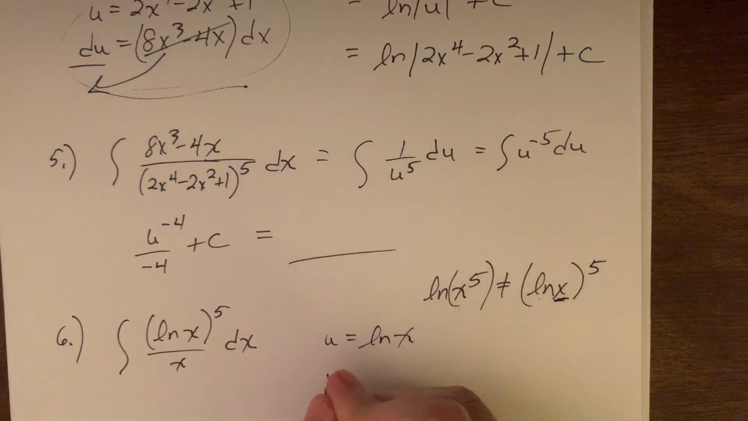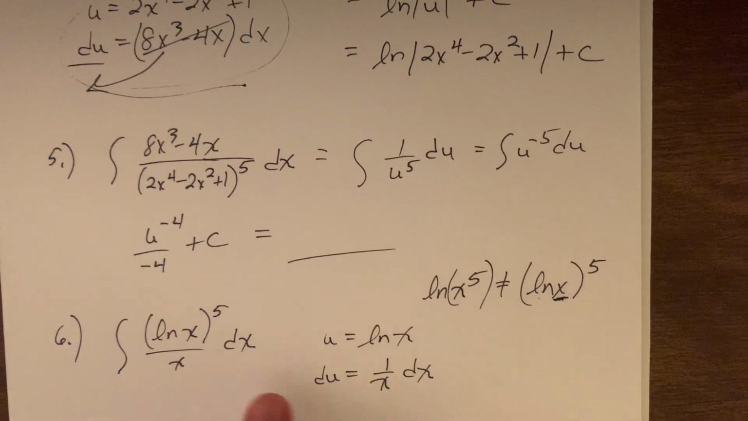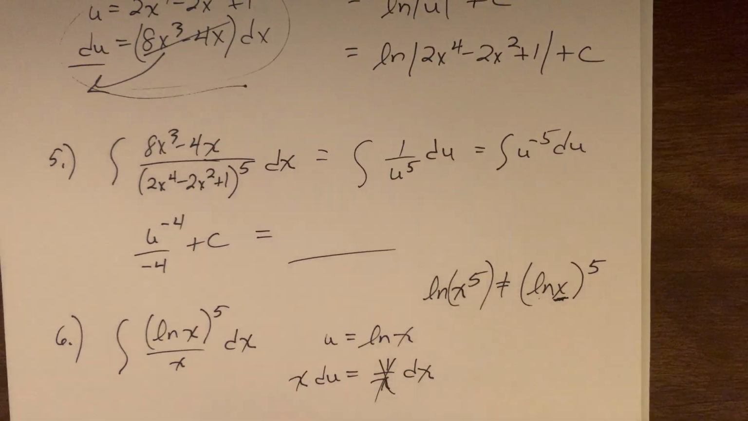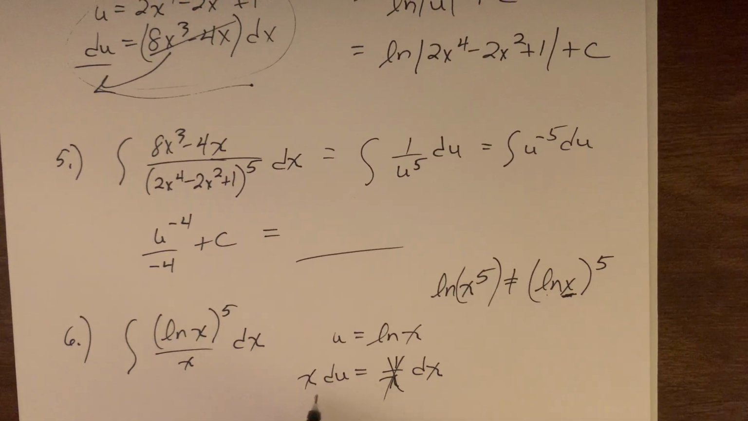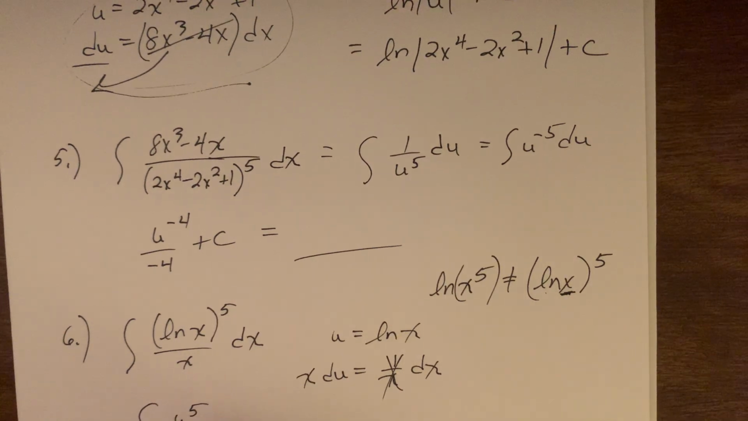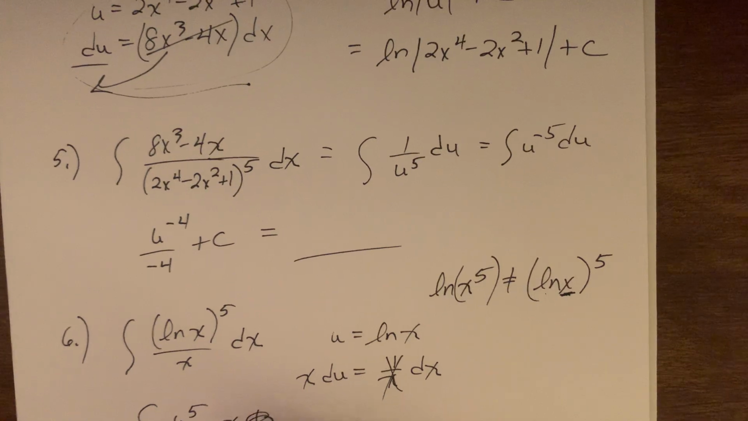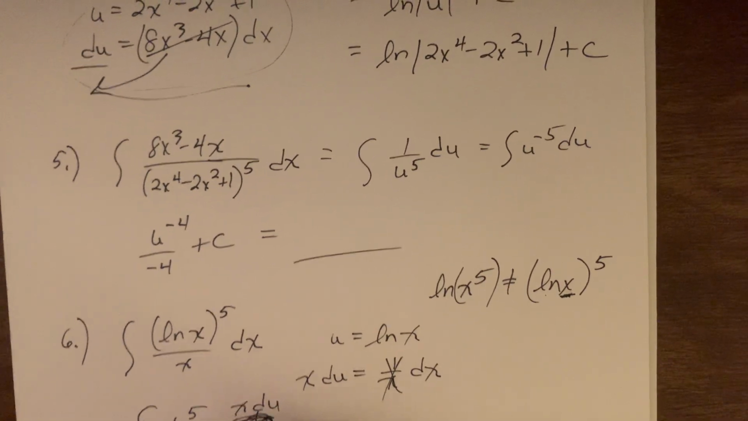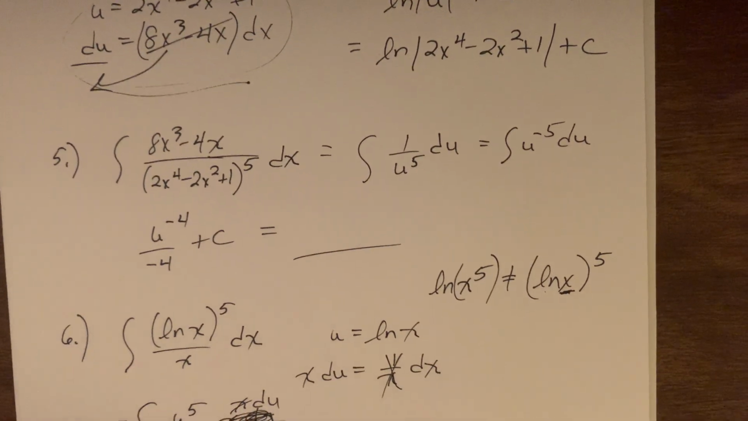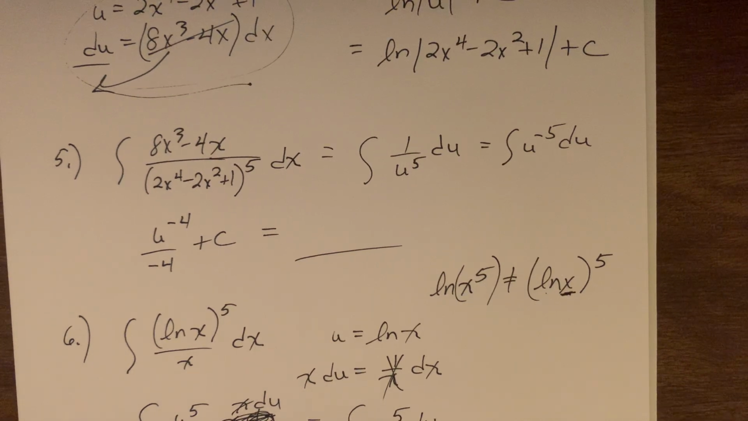Because if I pick u as log x, du is 1 over x dx. Dividing by 1 over x is the same as multiplying by x. That x will cancel with that one. Let's see it. This has now become u to the 5th power. This is hanging out. But then dx became x times du, not dx. So those x's cancel. And the u has worked.